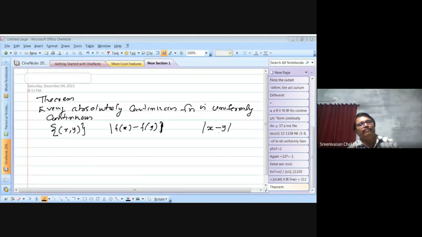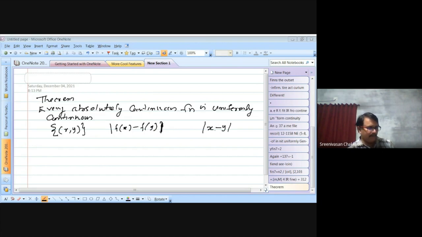So if f is absolutely continuous, then by taking a single interval x, y, where we agree that y is greater than x, modulus of f of x minus f of y is less than epsilon whenever mod x minus y is less than delta. So every absolutely continuous function is uniformly continuous.